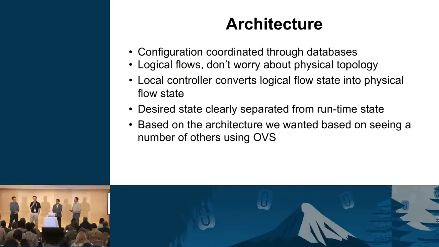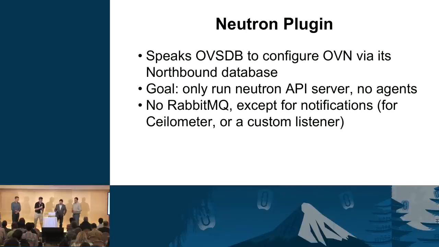This architecture is one that we've tested in other systems before, and we're confident that it provides value. And so I want to talk a little bit more about what the Neutron plugin does. What exactly consists of the Neutron integration versus OVN itself? The Neutron plugin speaks the OVSDB protocol to that northbound database, and that's the integration point. So when you create a Neutron network, it then talks to OVN's northbound database to create a logical network there.